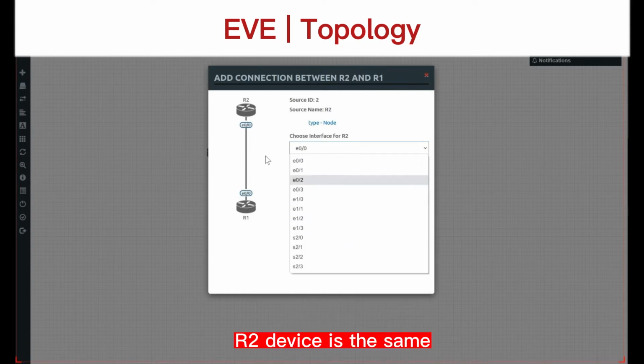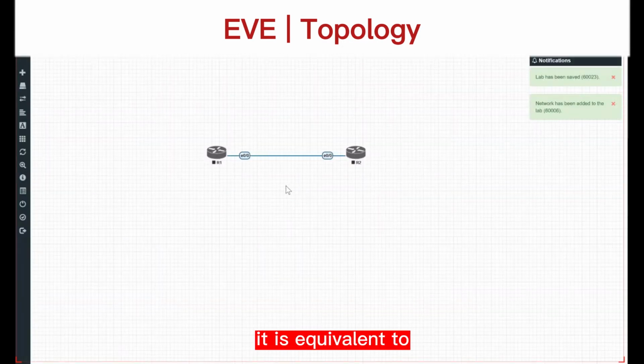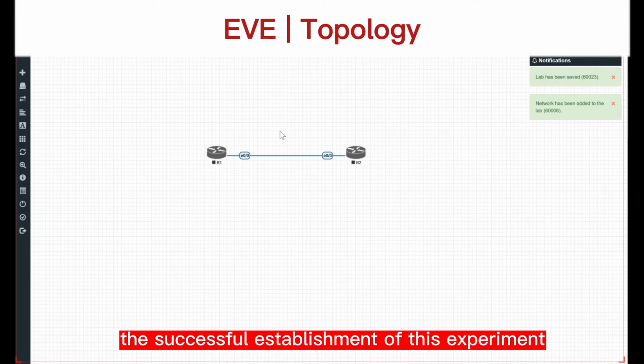The R2 device is the same. Both are 0. Click Save. Save it, and that is equivalent to the successful establishment of this experiment.